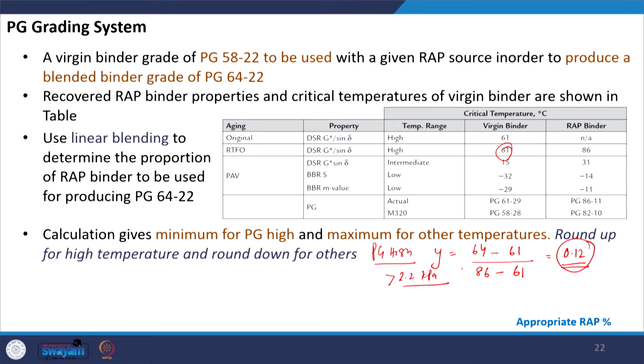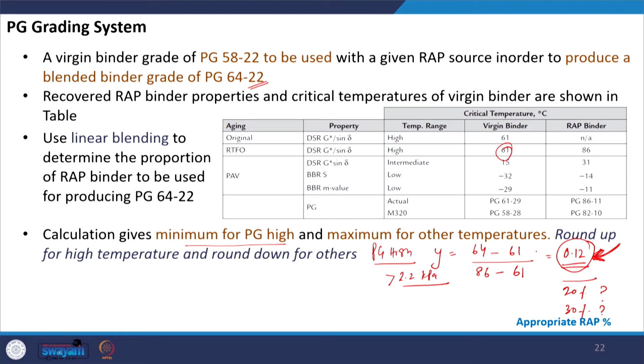Because you see the value of G star dot sin delta will be higher only when the stiffness is higher. So, this is the minimum value which is desirable, which means that can we go up to 20%, can we go up to 30%. So, in order to ensure that the selected RAP percentage does not take us to the next PG grade, which means we are not landing at PG 70, we have to also find out the maximum value here. So, this is the minimum value. That is why it says calculation gives minimum for PG high. Okay. So, we have to find out the maximum value also.